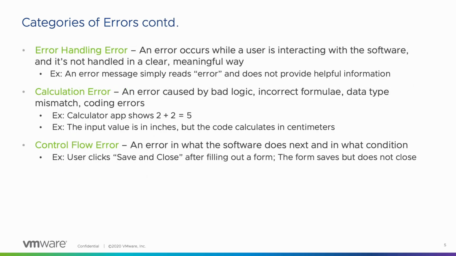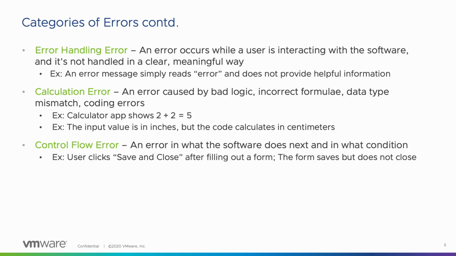An error handling error is when an error occurs while a user is interacting with the software and is not handled in a clear, meaningful way. A common example of this is when an error message simply reads "error" instead of providing the user with useful information. A calculation error is caused by bad logic, incorrect formulae, mismatched data types, or coding errors. For example, the user inputs a value in inches, but the code performs the calculations in centimeters, giving the user the incorrect result.